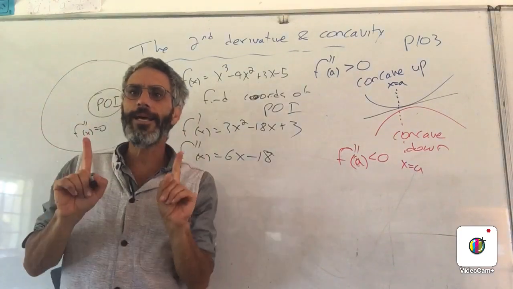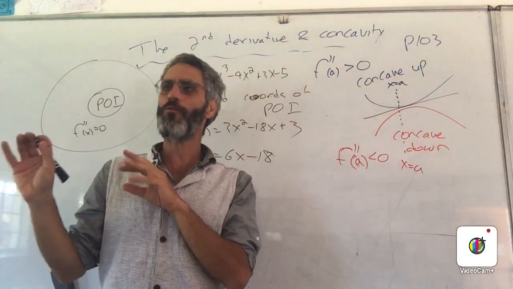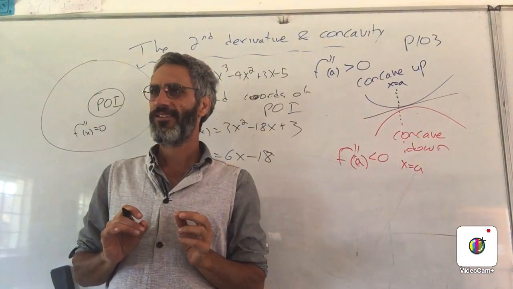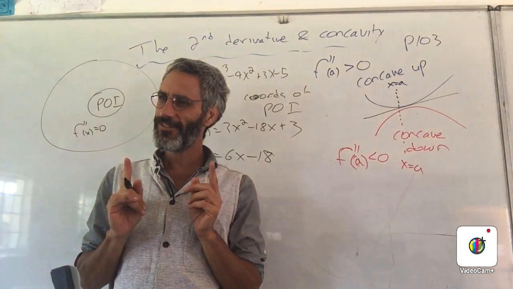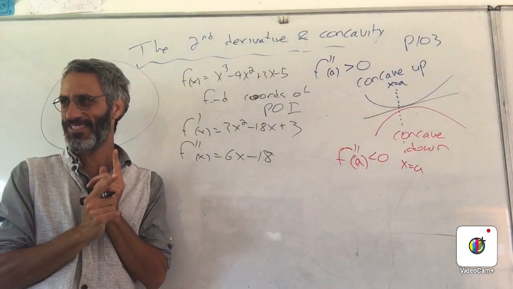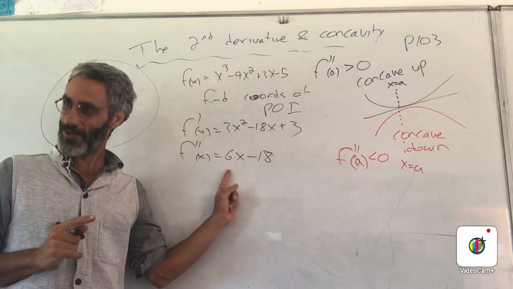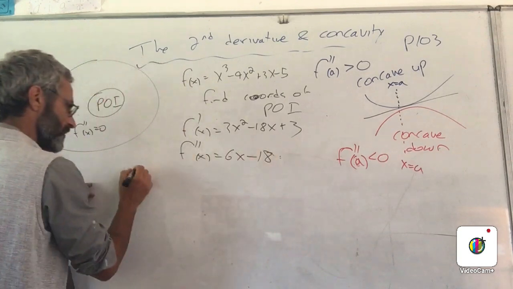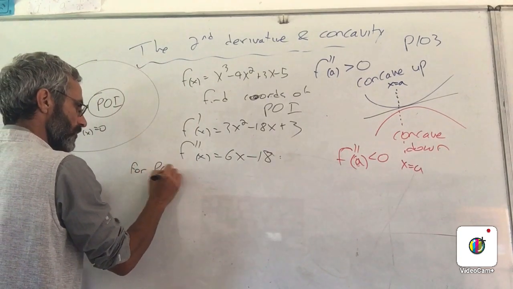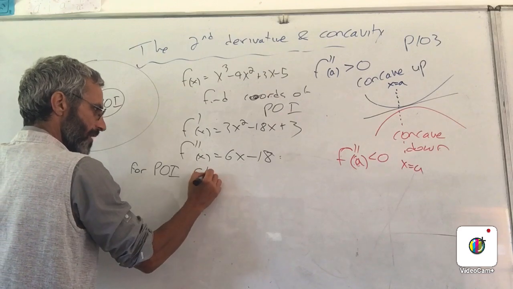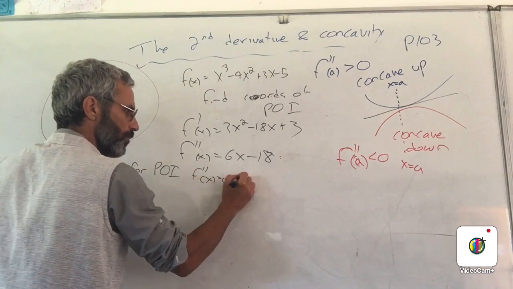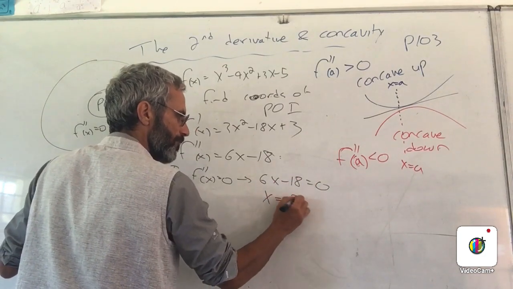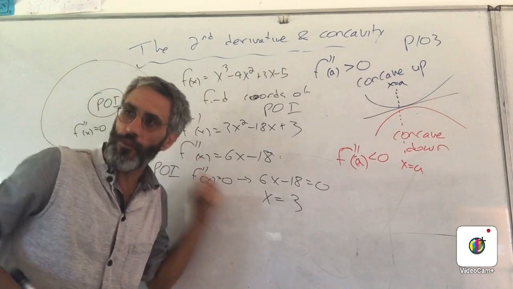Now here they didn't ask us to prove that a certain point is a point of inflection. They're asking us to find it. What should be 0? The second derivative should be 0 for the point of inflection. If the second derivative is 0, in other words 6x minus 18 is 0, in other words x equals 3, right? Okay, so that's my point of inflection.